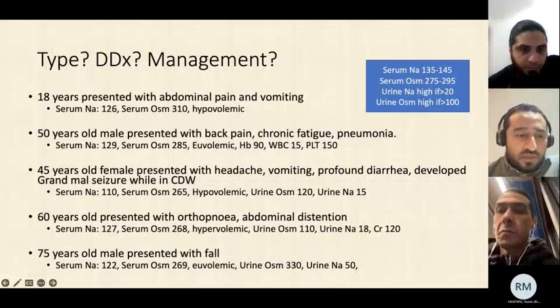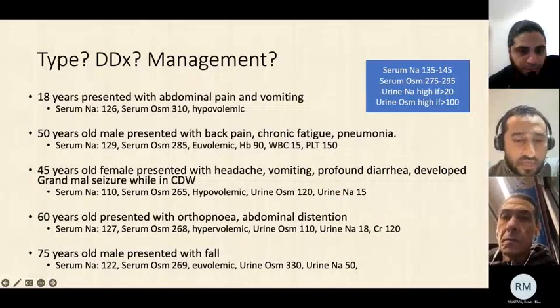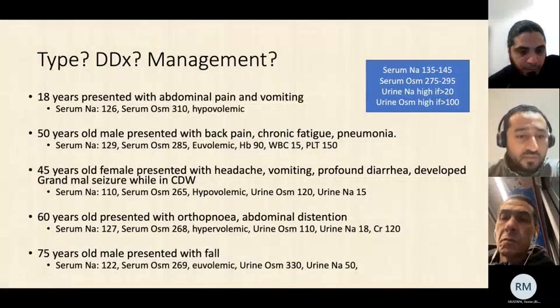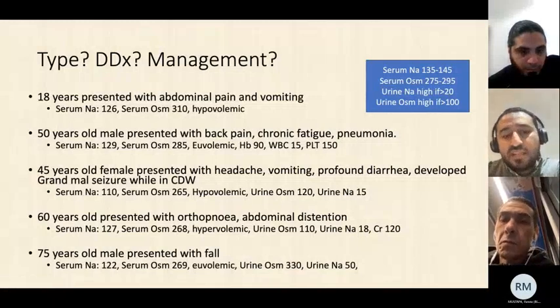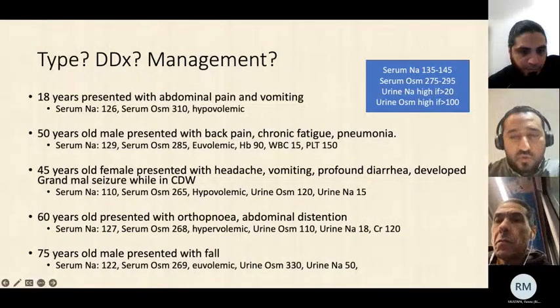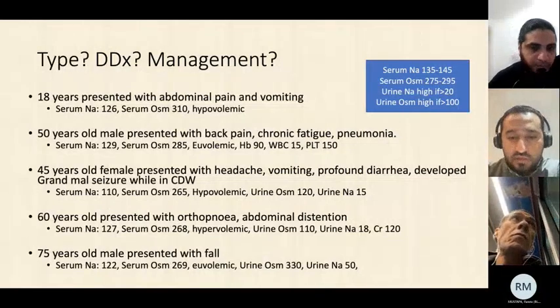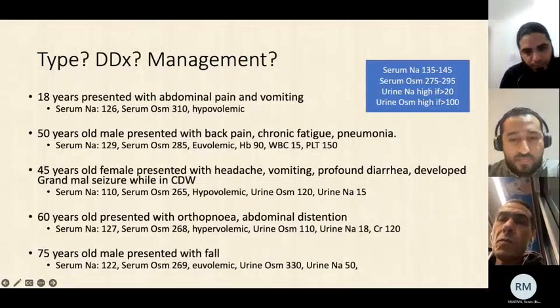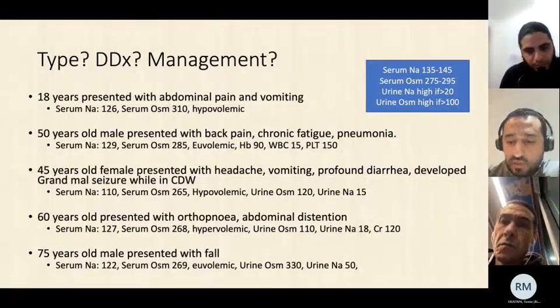Okay, so the last patient here, a 75-year-old presenting with a fall, which is quite common. His serum sodium is 122. This is starting to be severe hyponatremia. His serum osmolality is 269, which is low. So we are talking about hypotonic hyponatremia. And the patient is euvolemic. His urine osmolality is 330, and urine sodium is 50. What do you think is going on here?